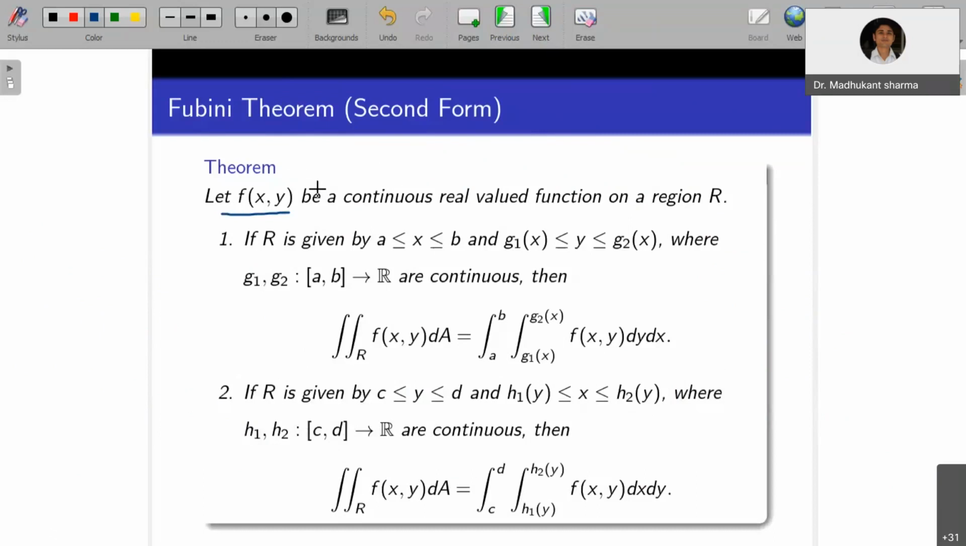So let f be a continuous real valued function on a region R. That's the first requirement. If R is given by this definition, of course with y bounded by continuous curves, we also want nice functions here. Then you are forced to go first with respect to y and then with respect to x.